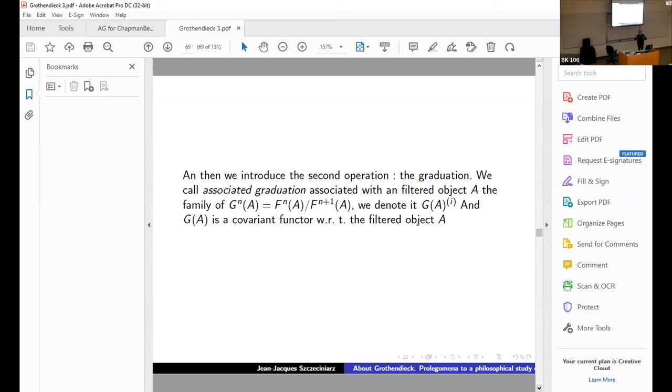The act in Grothendieck's work is two essential gestures. First is filtration. It is possible to filter to obtain a long sequence of objects or filtered objects. The first is filtration. The second is graduation. And if you mix the two acts of filtration and graduation, you can obtain the essential of a spectral sequence.